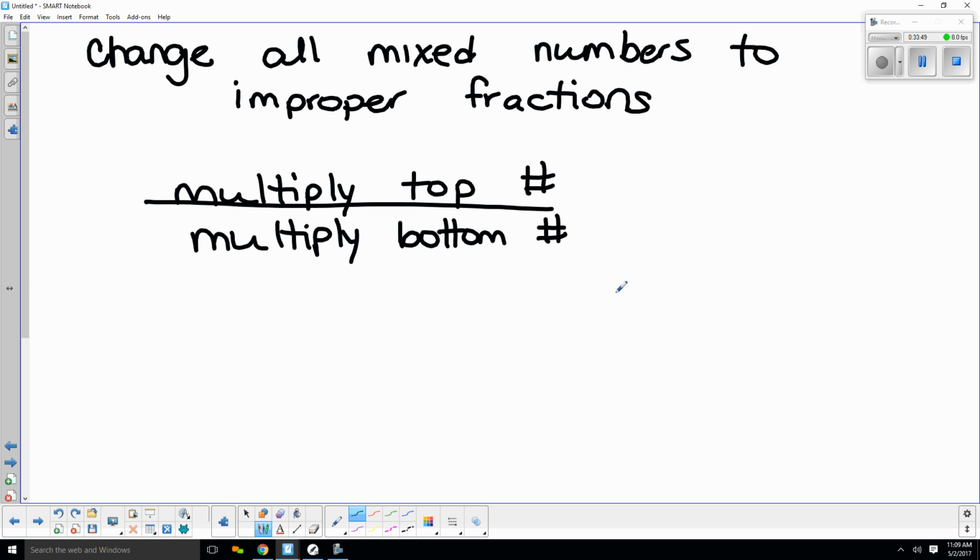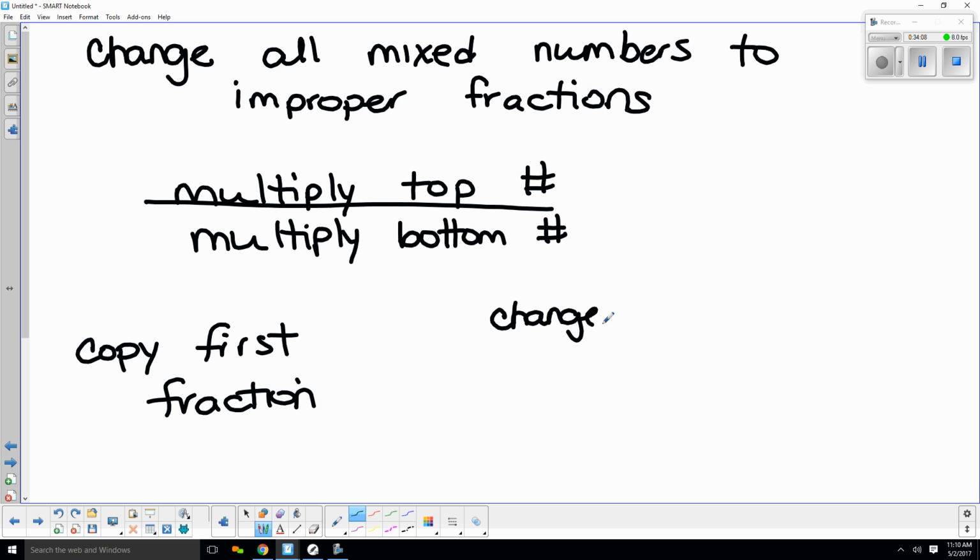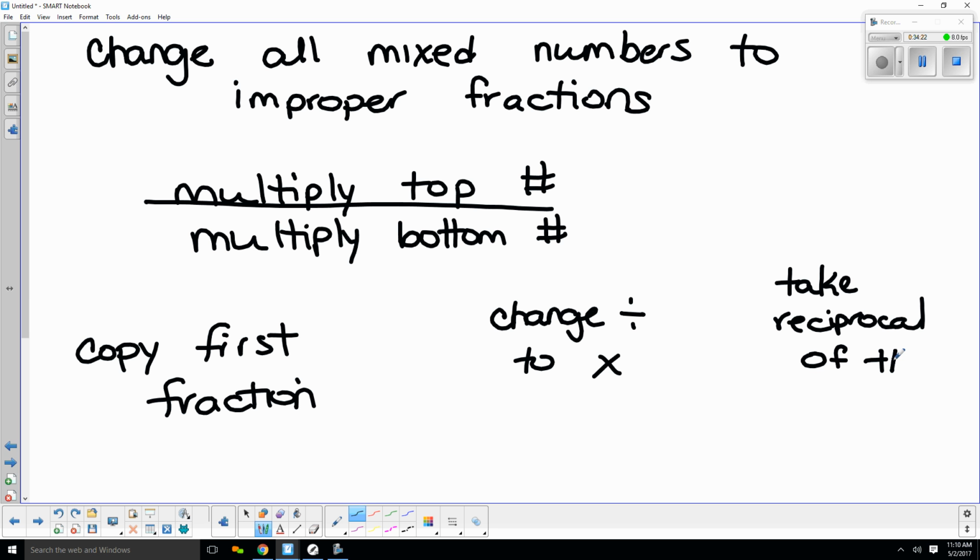Now, when you divide fractions, which is still in the hints and notes, you're going to copy the first fraction. You're going to change your divide to multiply. And then you're going to take the reciprocal of the second fraction.